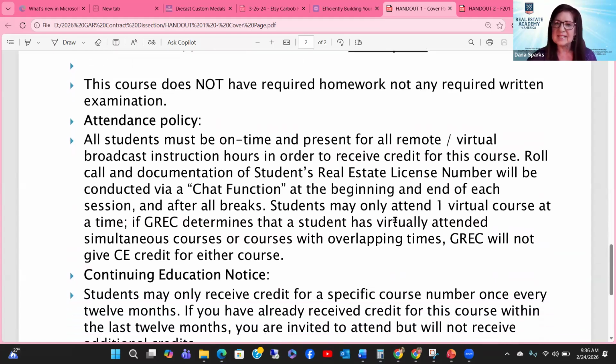So this is how we do attendance that our school was approved for. All students must be on time and present for the remote virtual broadcast instructions in order to receive credit. Roll call and documentation of students' real estate license number will be conducted via the chat function at the beginning, at the end of the session, and after all breaks. So 3 times. If you've already done it, you don't need to enter it again. You just need to do it when you first come on, when you come back from break, and before you leave.